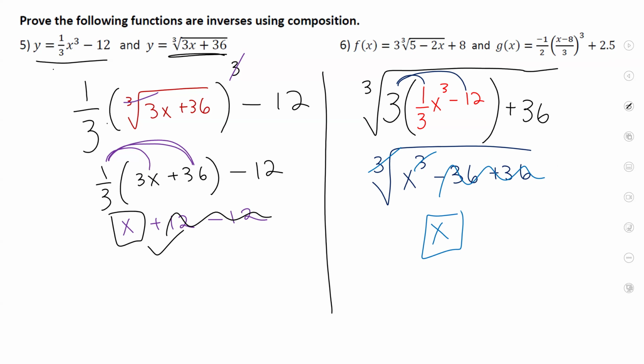Now, you guys are going to do this one. Yes, it looks a little difficult, but you can do it. I'm gonna leave this example on the board for you.